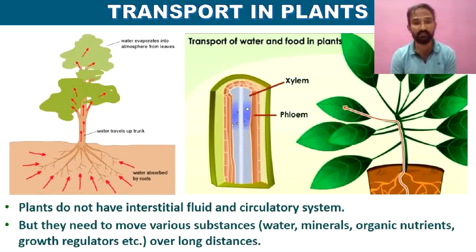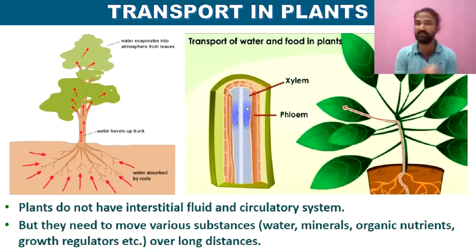Here mainly, in plants the water moves from the root system to the shoot and shoot to the leaves. The leaves are involved in the photosynthesis process and synthesize the food material, and that synthesized food material is also moved from the leaf system to the stem and stem to the root. That's why plants are also involved in transportation, especially of water and food.